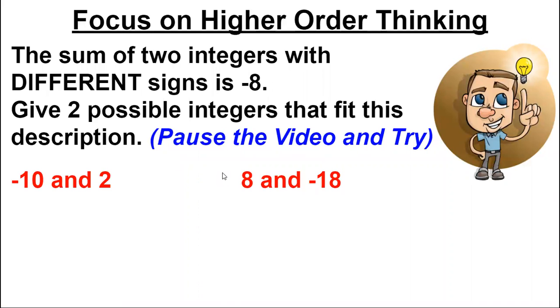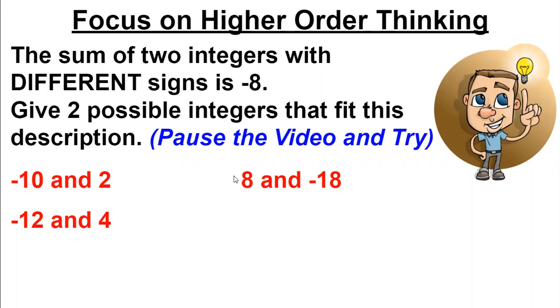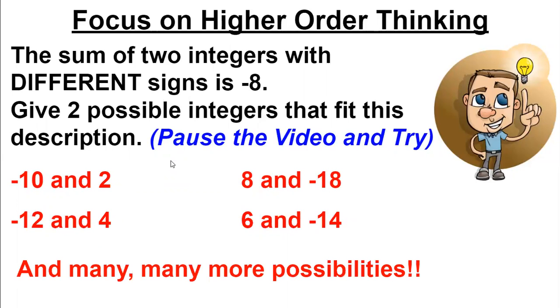How about negative 12 and 4? Will that give you an answer of negative 8? Sure, negative 12, you owe somebody $12, but you have 4 that you pay them from your pocket. You're still going to owe them $8. Here's another one, 6 and negative 14. Maybe you said that one. That also will give you negative $8. There are many, many more possibilities to give negative 8. Maybe you had something different than any of these, which is excellent. Great thinking.